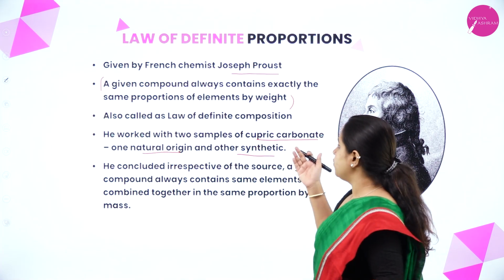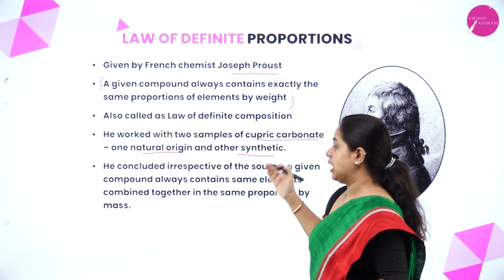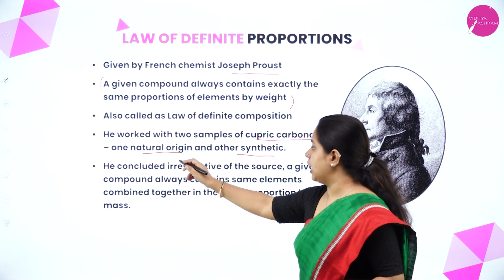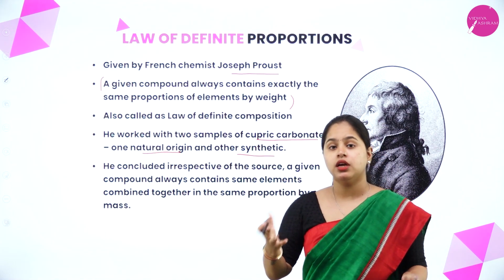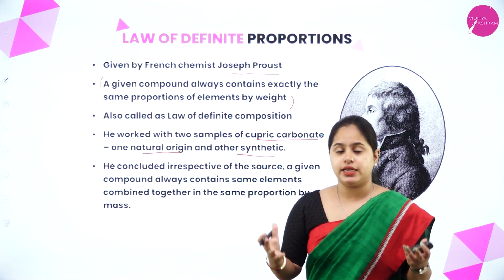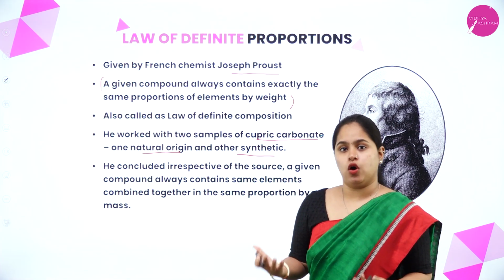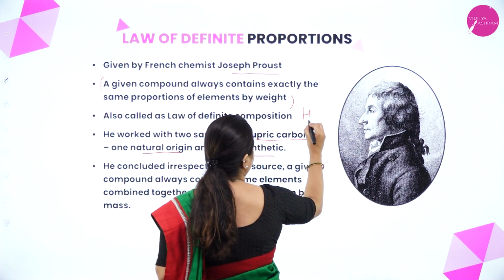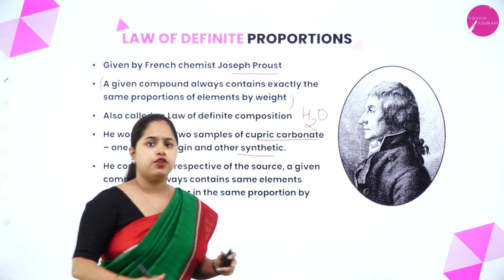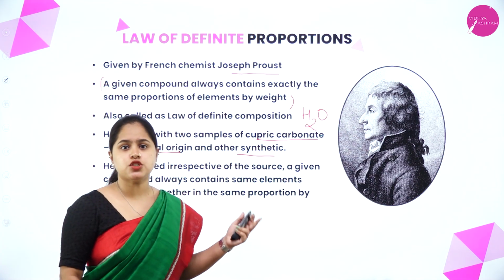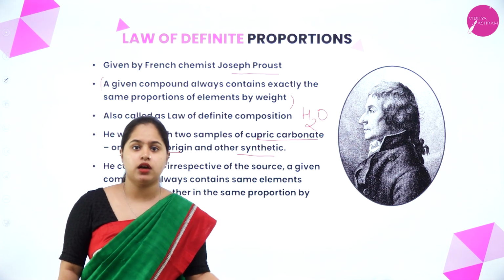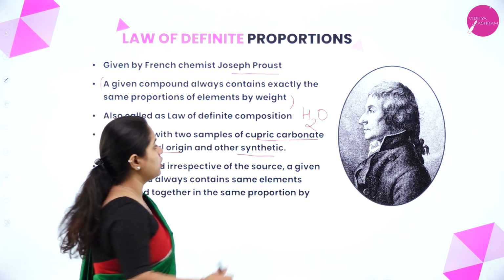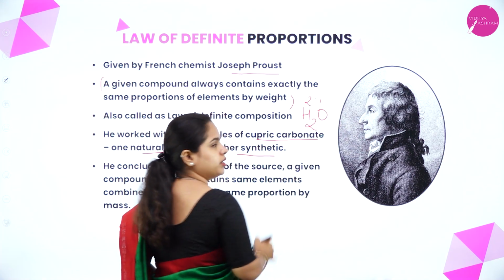So when he worked with cupric carbonate, one natural origin and one synthetic, he was able to conclude that from whichever source, whether it is the natural origin or the synthetic origin, the ratio between the atoms will always be a constant. So let us take the example here of water. From any source you are taking water, let it be from the lake or from another country, wherever it is, the ratio between your hydrogen and oxygen will always be 2:1, right?